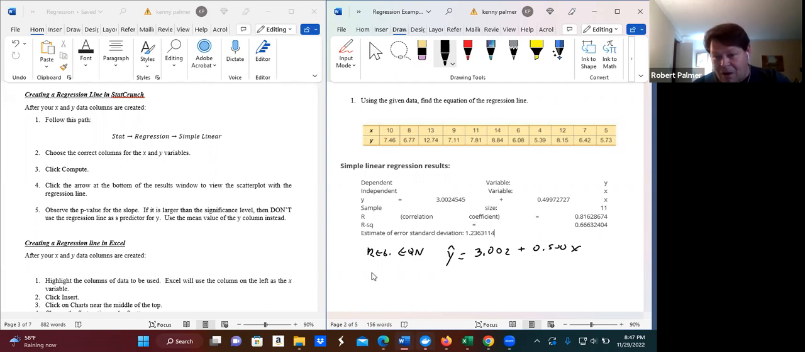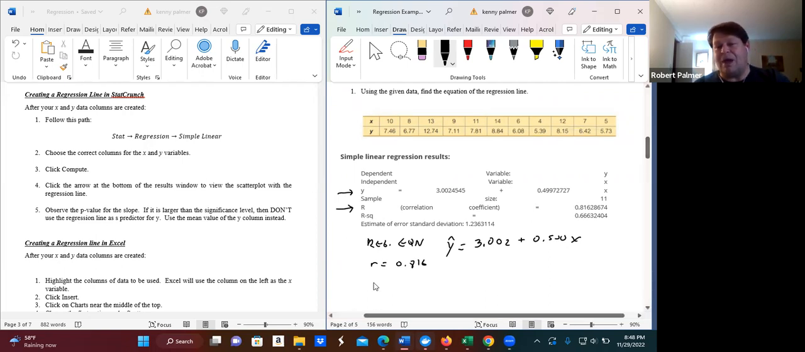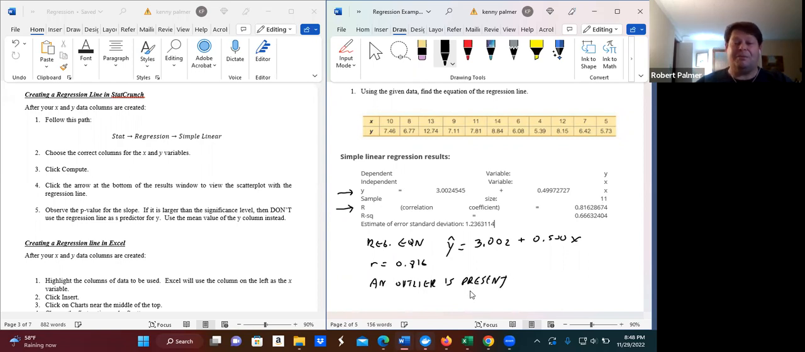Okay, then our R, correlation coefficient, our small r, is 0.816. That's found right here. So the regression equation and then the R. It also gives the R squared. We use the R. Now, once again, as we saw, an outlier is present, and we can see how that affects our data.